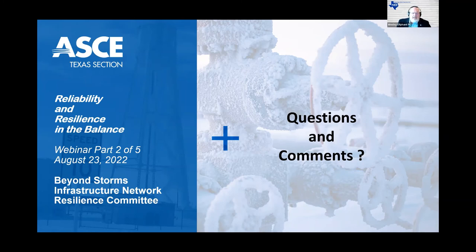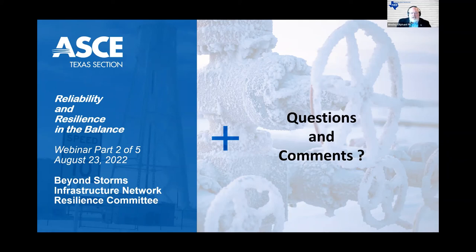ERCOT is connected, but in a very minor way. There are a couple of connection points that we can interconnect, but during Winter Storm Uri and Viola, the interconnections that we have, even as small as they were, wouldn't have helped much because the other entities were suffering just as much as we were, and they didn't have power to spare, even if we were interconnected.